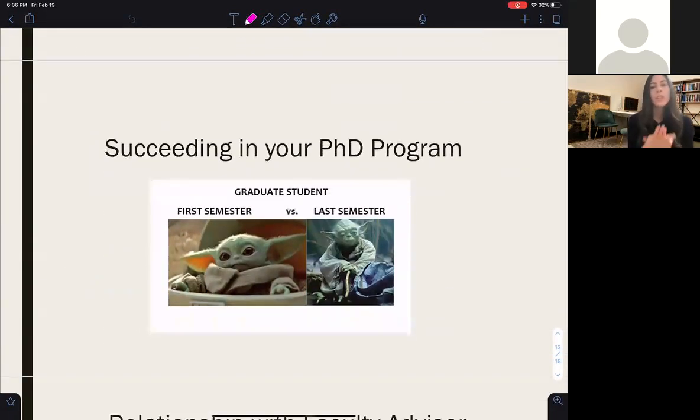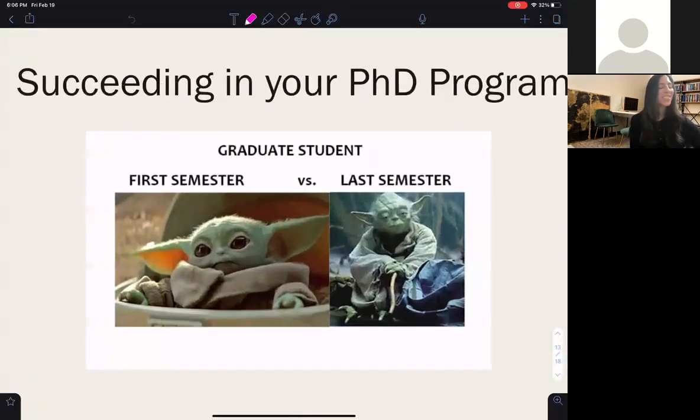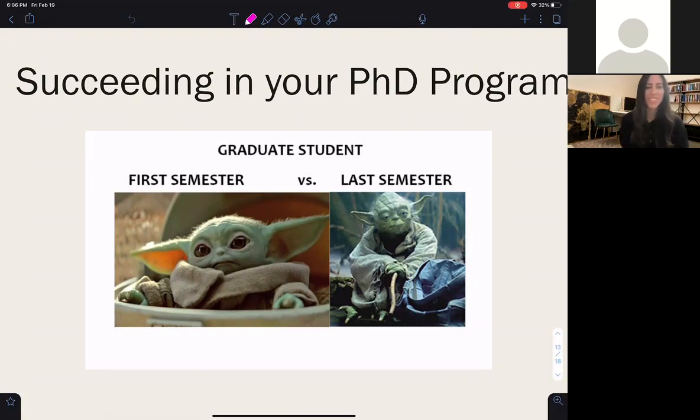Okay, so now we have submitted our application. We have matched with a program, and now you're ready to embark on your PhD journey. For any Star Wars fans out there, I told you guys I got excited with the meme. So this is graduate school, right? Your first semester, you're like baby Grogu, and your last semester, you're like wise Master Yoda. So that's how much you'll age in between, probably, as well.